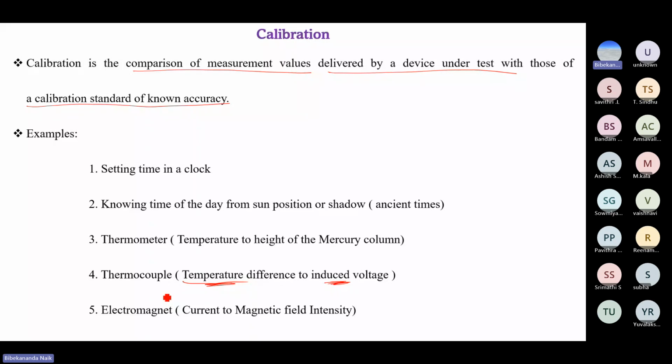So we calibrate the electromagnet with respect to the current. When we buy an electromagnet, it must be written. In order to have a magnetic field of strength x, we need to pass some y amount of current through it. So these are a few examples of calibration.